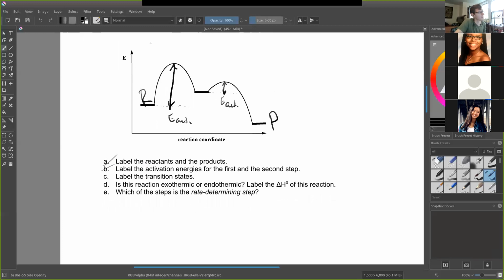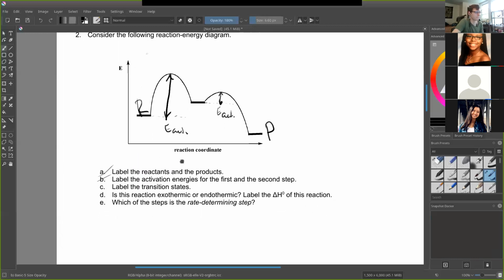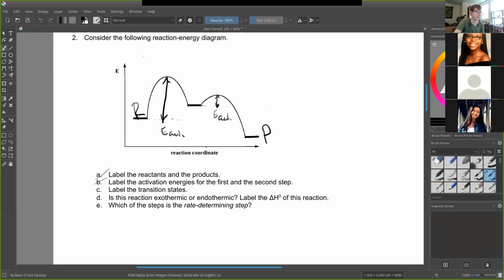Transition states. Okay, somebody tell me how many transition states there are in this reaction. 2. Yeah, 2. That's what I was going for. Okay. Over here, this is not a transition state. This is an intermediate.